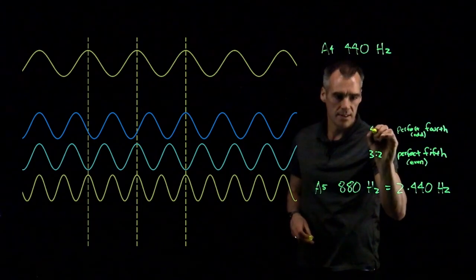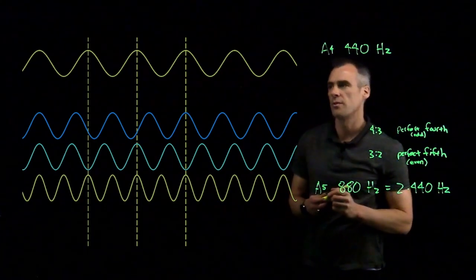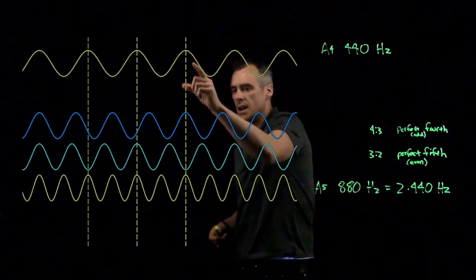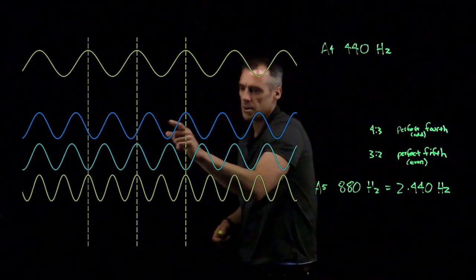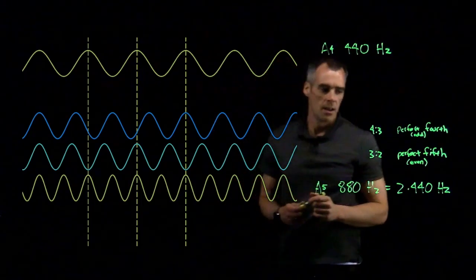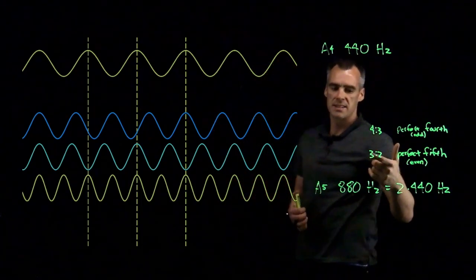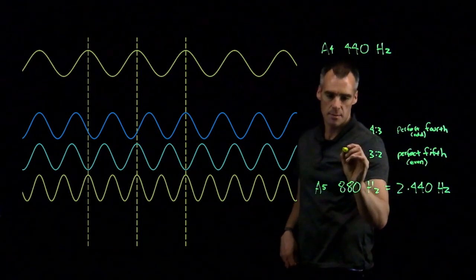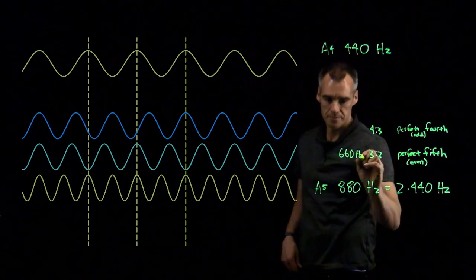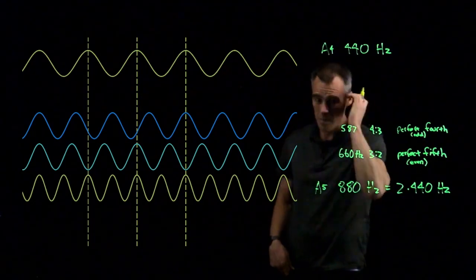My perfect fourth is this 4-to-3 ratio. So if I go over three peaks, 1, 2, 3, I come down here, and this is the fourth peak over 1, 2, 3, 4, and they line up 4-to-3. And so this is basically the ratio of this frequency to that bass frequency. So this is going to be at 660 hertz, and this is going to be at 587 hertz.